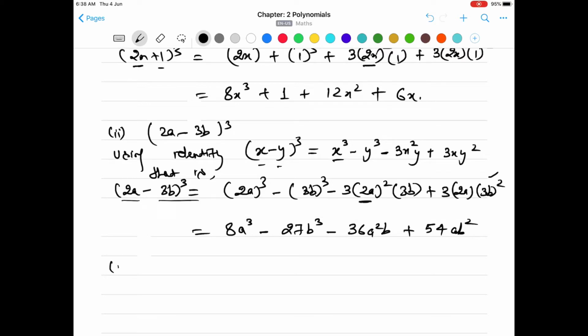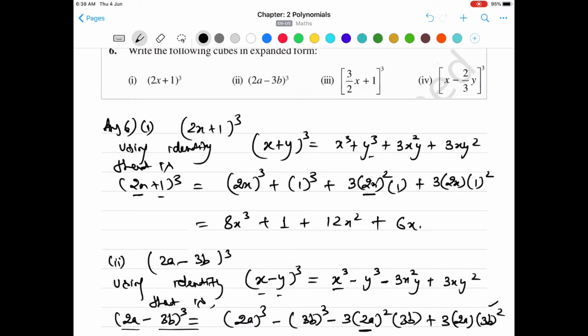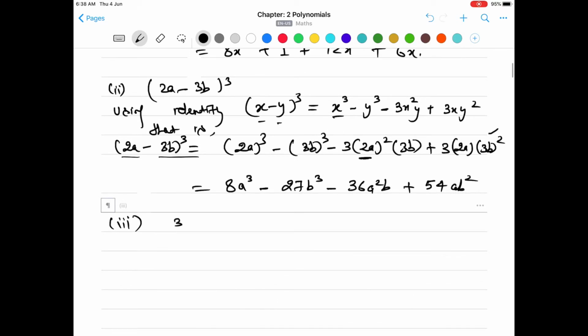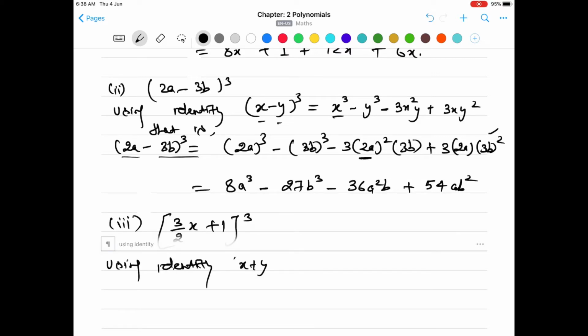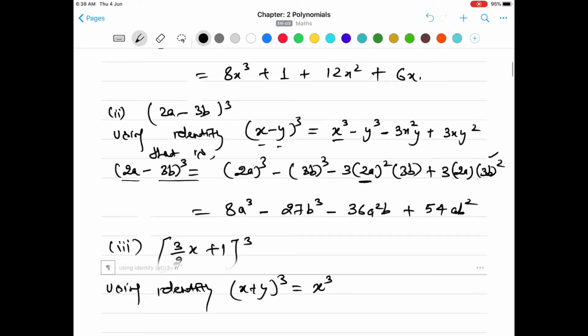Similarly, we have the next part of this exercise, which is (3/(2x) + 1) whole cube. This time we'll use the identity (x + y) whole cube, which is equal to again x cube, plus, we can write the y cube in the end, then 3x square y and plus 3xy square.